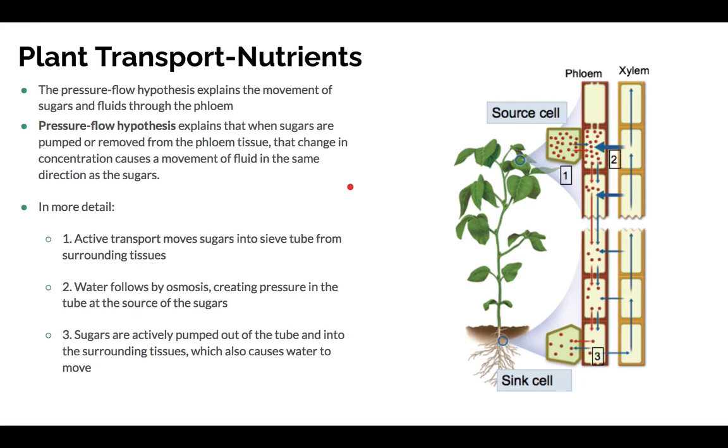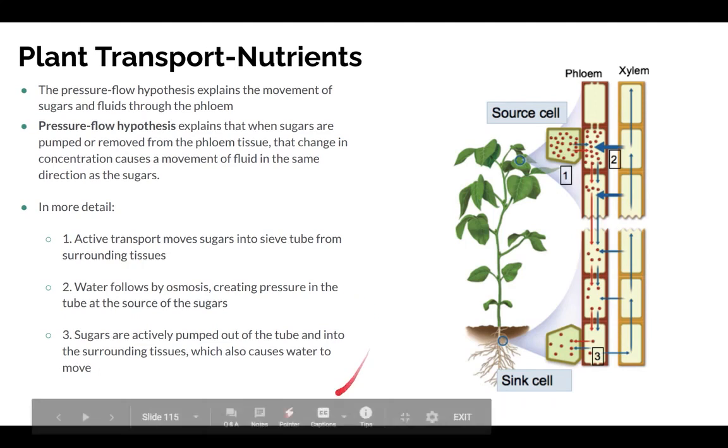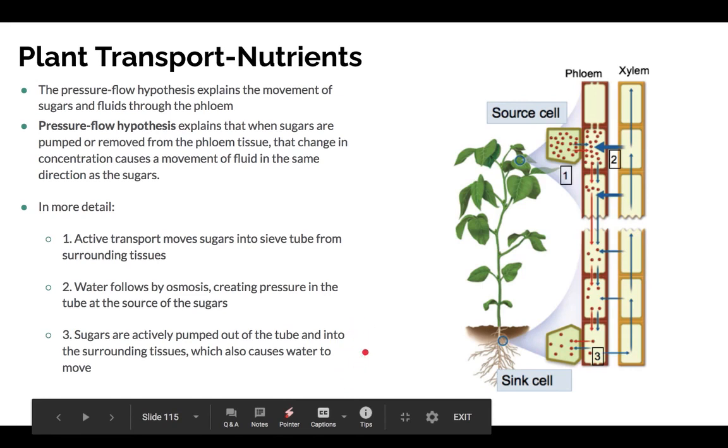So next, for plant transport and nutrients, there's something called the pressure flow hypothesis. That explains that when sugars are pumped or removed from the phloem tissue, that change in concentration causes a movement of fluid in the same direction as the sugars. So in more detail, active transport moves sugars into the sieve tube from surrounding tissues. Water will then follow by osmosis, which is going to create pressure in the tube at the source of the sugars. And then sugars are actively pumped out of the tube and into the surrounding tissues. And again, water will always follow those sugars.